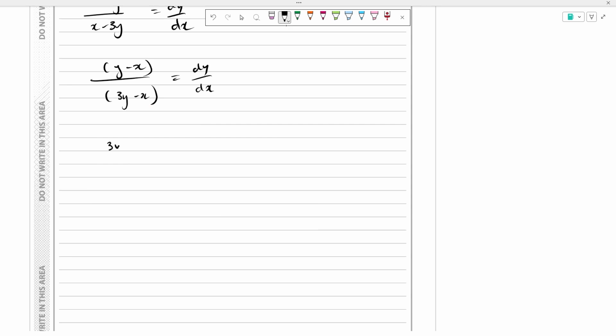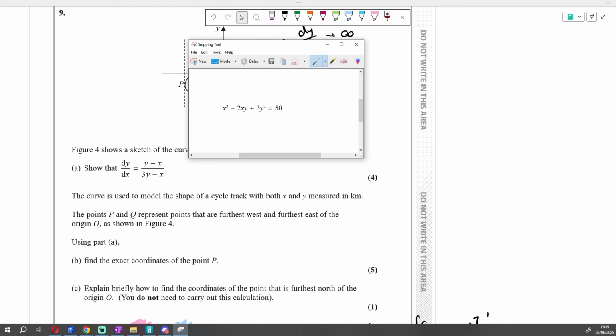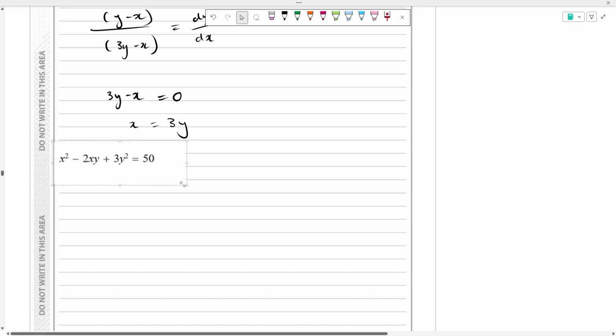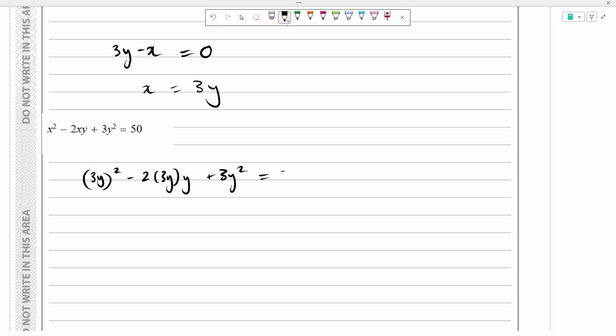So we're going to set 3y minus x equal to 0. Rearrange this so we get x is equal to 3y. Now what do we do with this information? Essentially, we just plug it back into our original formula here to work out an x coordinate and a y coordinate. I'm just going to copy this down here, just to make it easier to substitute in without scrolling back up. So (3y) all squared minus 2 times 3y times y plus 3y squared is equal to 50.